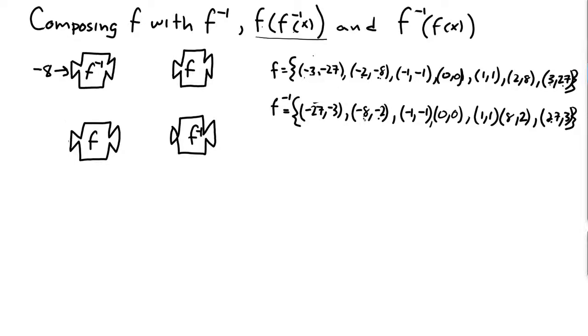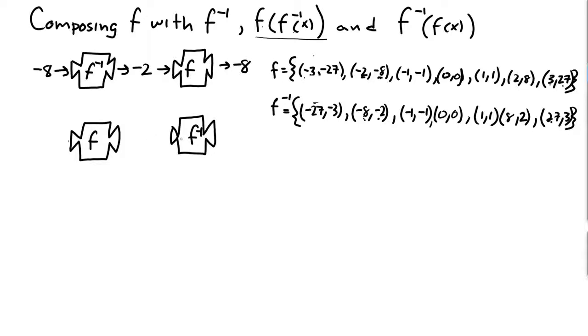So when I put -8 into f inverse, what do I get out? Well, I get -2 out. So what comes out of here is -2. That then goes into the f function machine. So here's -2. When I put that into f, what do I get out? I get -8. So notice, -8 went in and -8 came out.